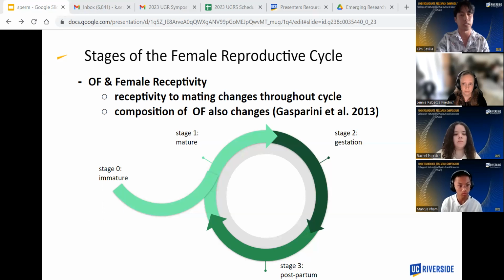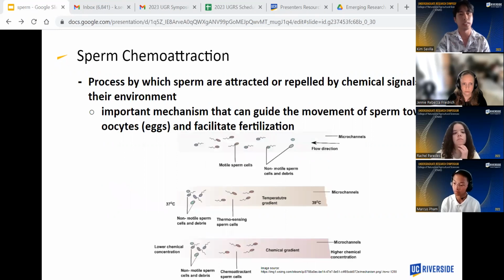Research has shown that the composition of the ovarian fluid changes with time, as noted in Gasparini et al. 2013. This may impact the movement of sperm within the reproductive tract, otherwise known as chemoattraction, which brings me to my next slide. Sperm chemoattraction is a type of directed movement or swimming behavior that allows sperm to navigate towards or away from chemical cues. As was mentioned in previous slides, the ovarian fluid has tons of proteins. Of these proteins, some serve as chemical signals that direct the sperm. A majority of the sperm moves towards the egg or to sperm storages within the female. This is an important mechanism that can guide sperm for fertilization.